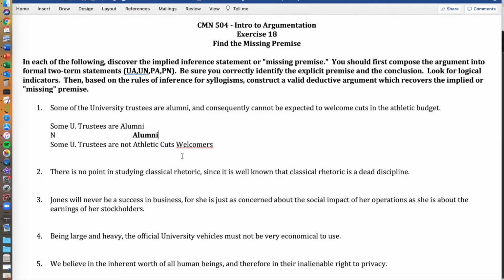Then I can turn to the end terms, and the end terms are the two terms we find in the conclusion. And here we have university trustees and athletic cuts welcomers. And trustees already appears twice in the first premise and in the conclusion. And if we look at its place in the conclusion, it is the subject of a particular, so it is not distributed. And likewise, in the first premise, it is the subject of a particular, so it's not distributed. But that's equal, and that's what end terms are supposed to be, equally distributed.